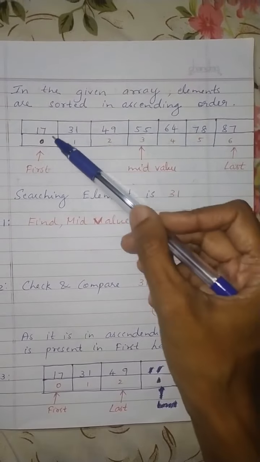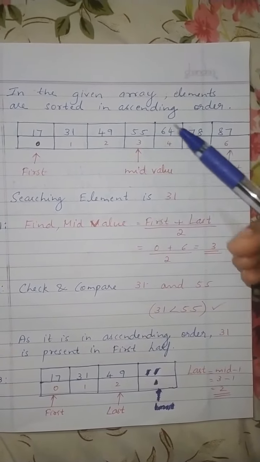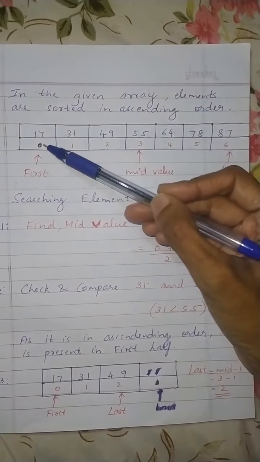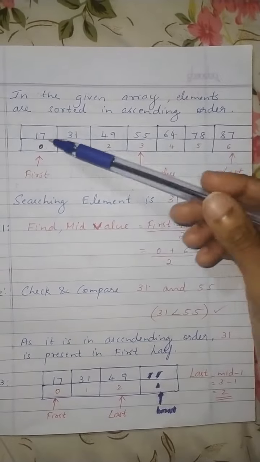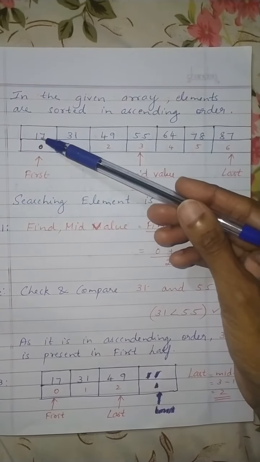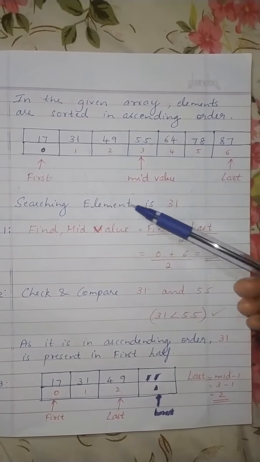See, these elements are sorted in ascending order. There is a rule, right? And the first index value is 0, the last index value is 6. And I entered those numbers in memory locations 17, 31, 49 up to 87. My searching element is 31.